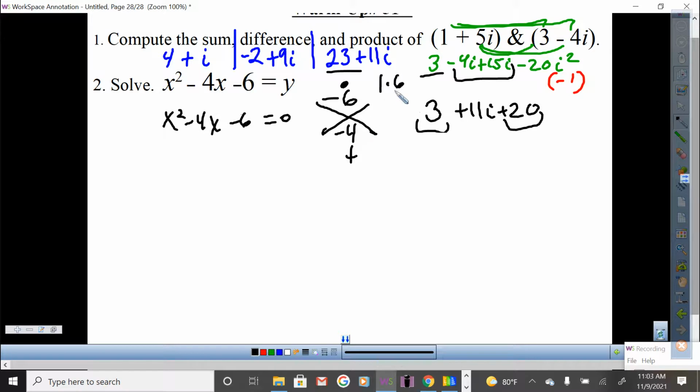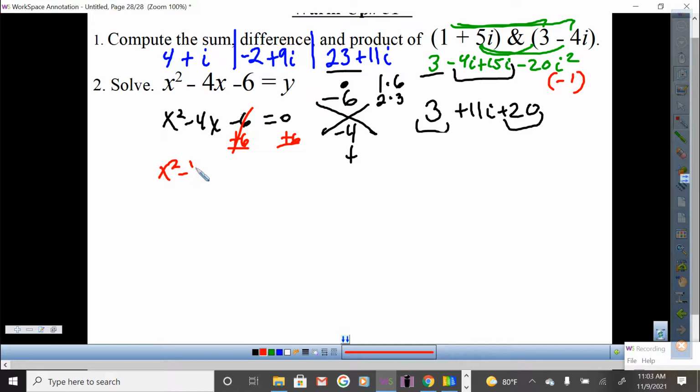Let's see. 1 times 6. 2 times 3. Is there anything else? No. Any of those that you add or subtract to give us negative 4? No. So you can't use factoring. But what's another method I can use? Completing the square or quadratic formula. I'm going to use completing the square. So that means I need to add 6 to each side.